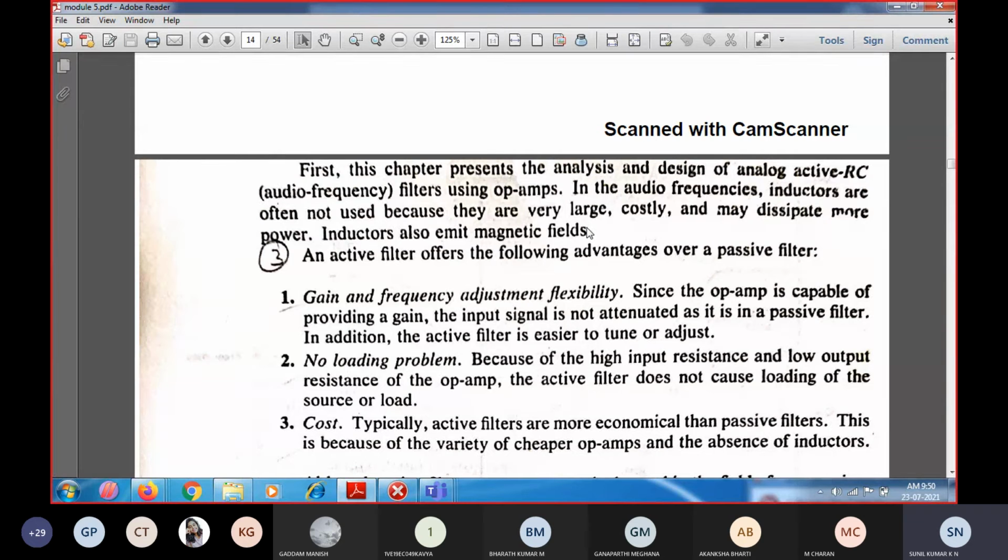In audio frequency ranges, inductors are often not used because they are very large and costly. So we are not going to use them in the audio frequency range. For design and analysis purposes in the audio frequency, that means the low frequency range of operation, we are going to use active filters. So what is an active filter, and what are the advantages over passive filters?